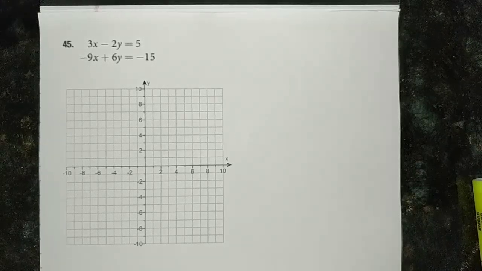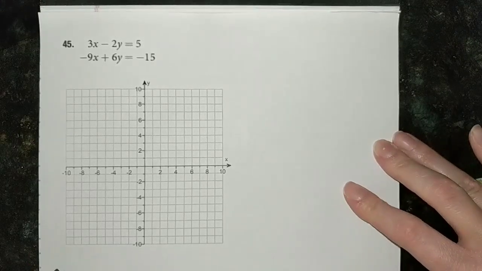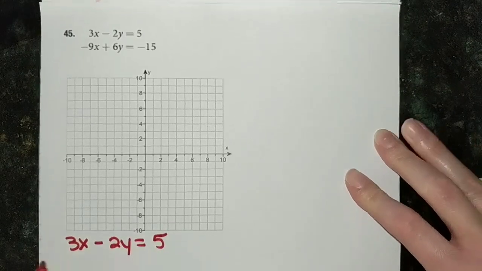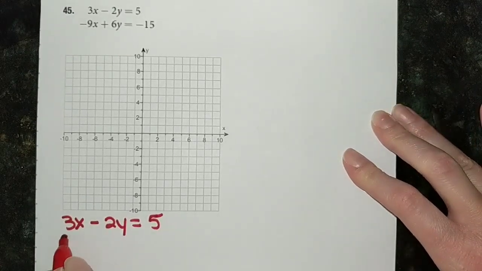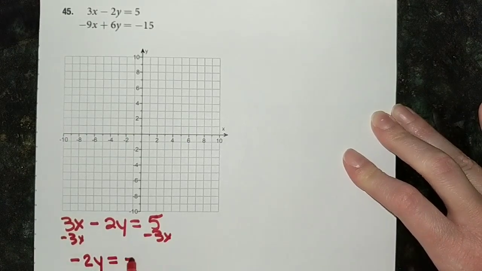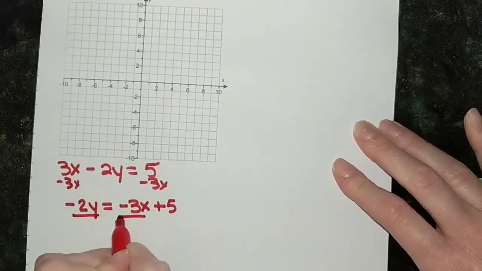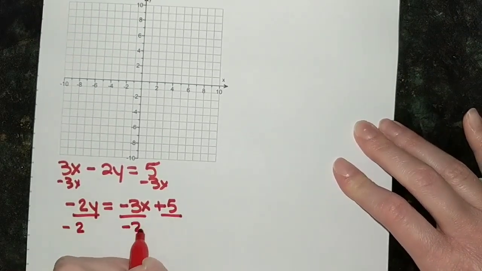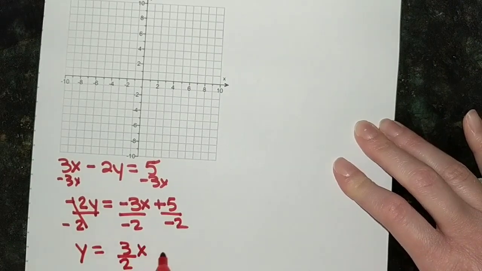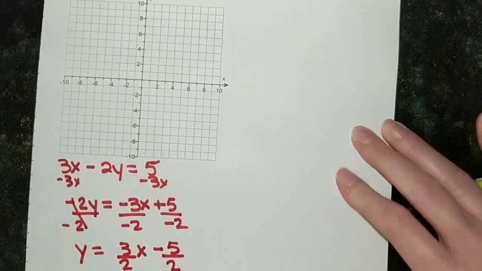So here, again, the first thing you're going to do is solve for y. So you take your 3x minus 2y is equal to 5 equation, and you'll start by subtracting 3x from both sides. That gives you negative 2y is equal to negative 3x plus 5, and then divide all three terms by negative 2. Now what happens is you get a positive 3/2 x minus 5/2.